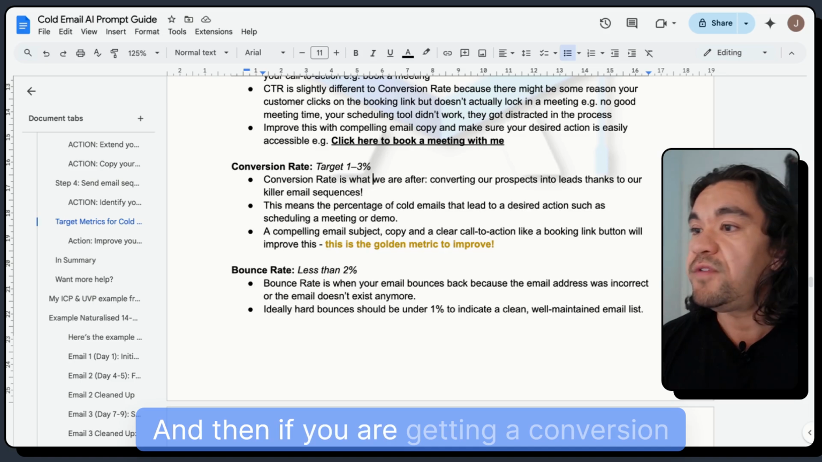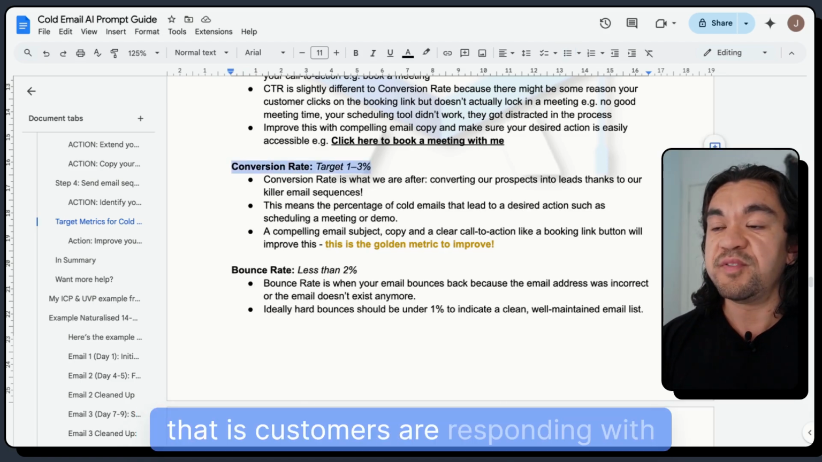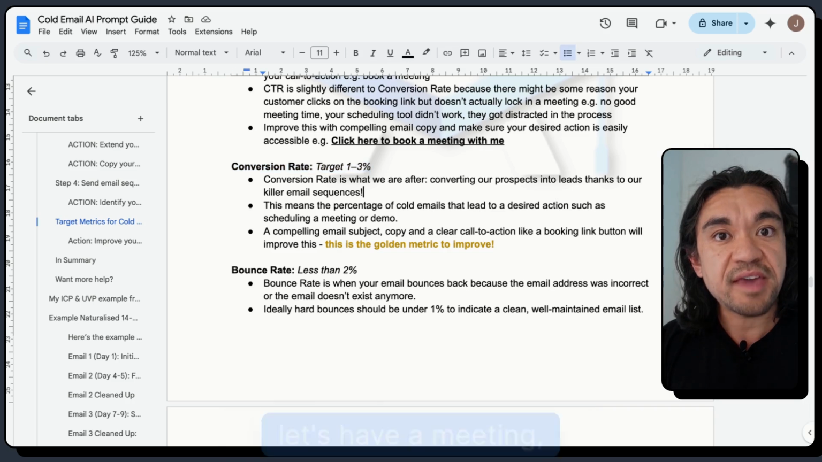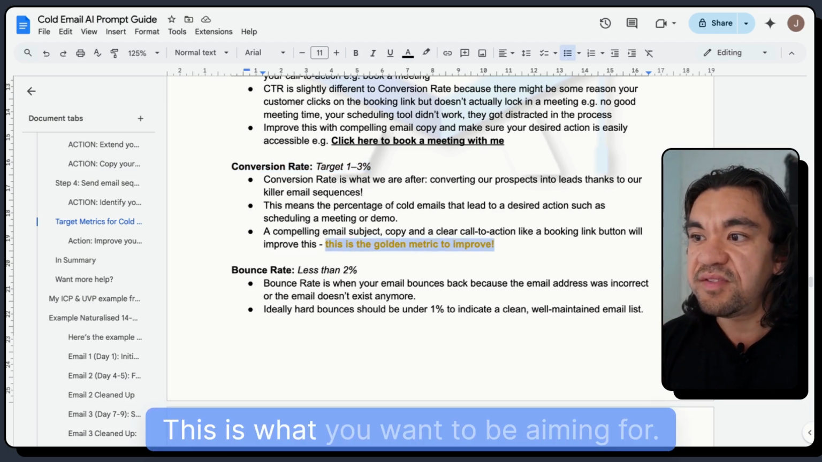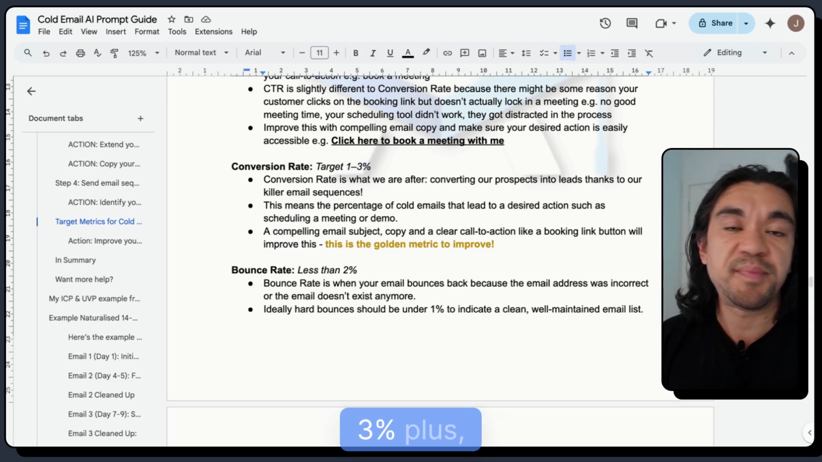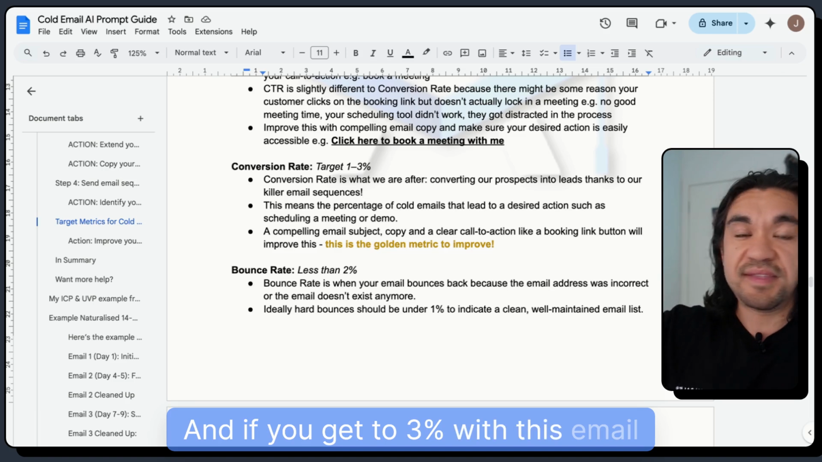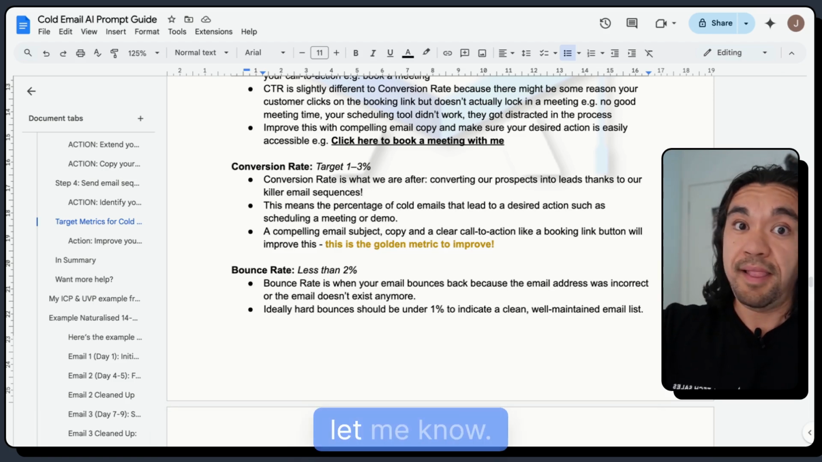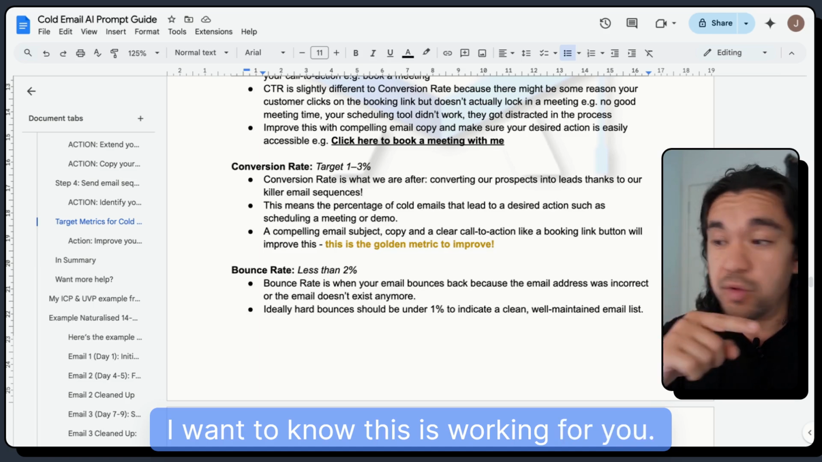And then if you are getting a conversion rate of 1 to 3%, i.e. customers are responding with, yes, let's have a conversation, let's have a meeting, awesome. Okay, this is the golden metric. This is what you want to be aiming for. If you get that to 3% in a cold email, 3% plus, you're crushing it, mate. Fantastic. And if you get to 3% with this email sequence stuff, let me know. All right, I want the juice. I want the success. I want to know this is working for you.